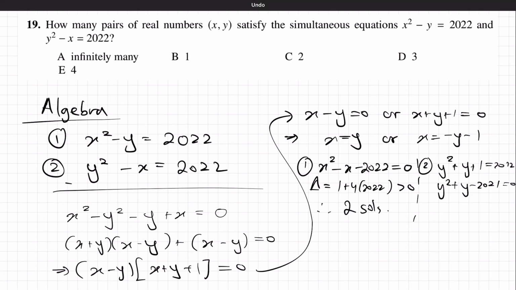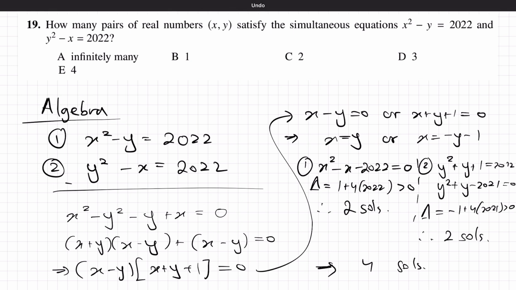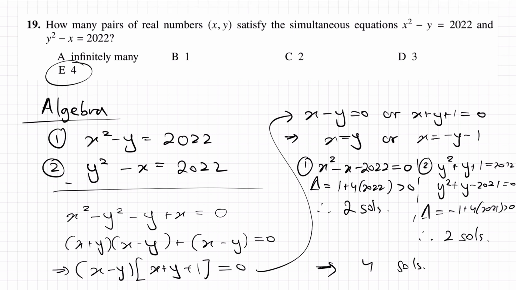Luckily, it's not the same equation, so it's probably not going to have the same roots. We can work out the discriminant again, and this is also clearly greater than 0. So therefore, we have another two solutions over there, which altogether gives us 4 solutions, giving us the answer E. Okay, so that was one way, the algebra way. It wasn't actually that long, but there's an easier way.